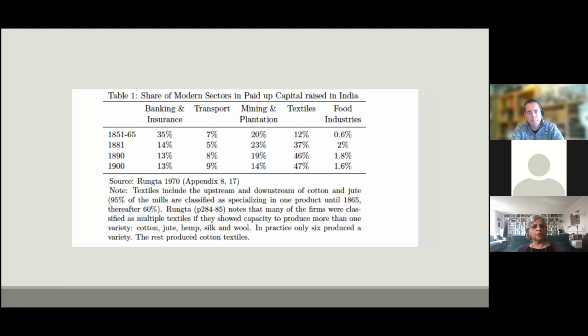Now I'm going to show you a breakdown of rupee investment by different sectors. You can see in 1851 to 65, banking and insurance and mining and plantations were the main sectors. But by 1900, the textile industry had emerged as the main industrial sector. And here it includes both cotton textiles and jute textiles.